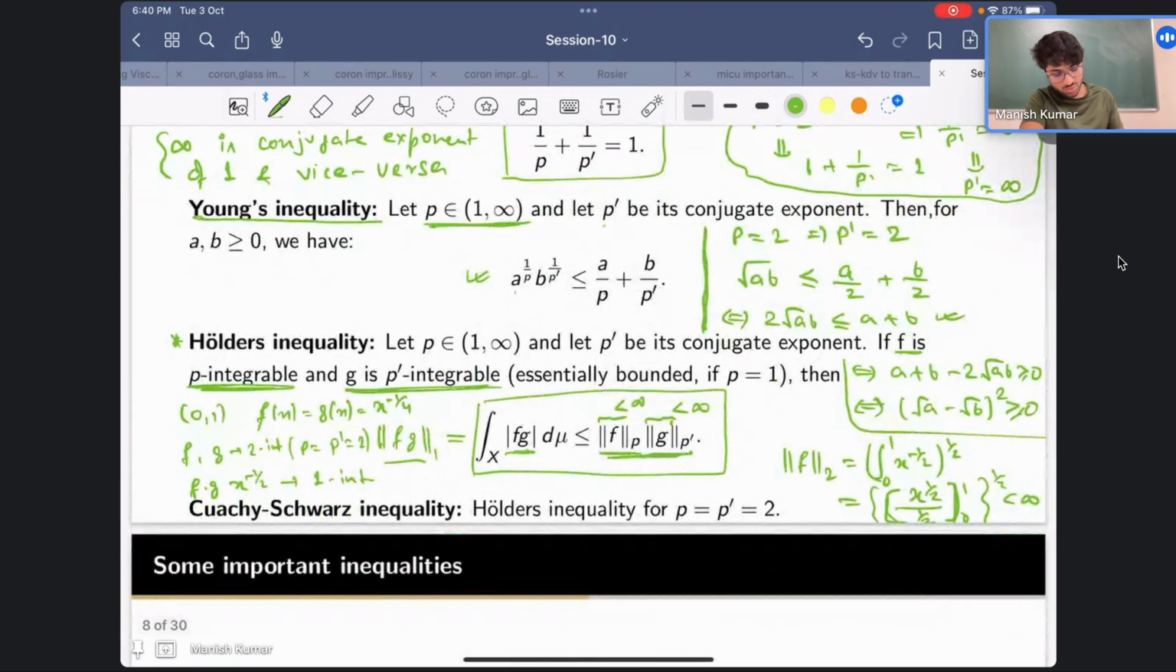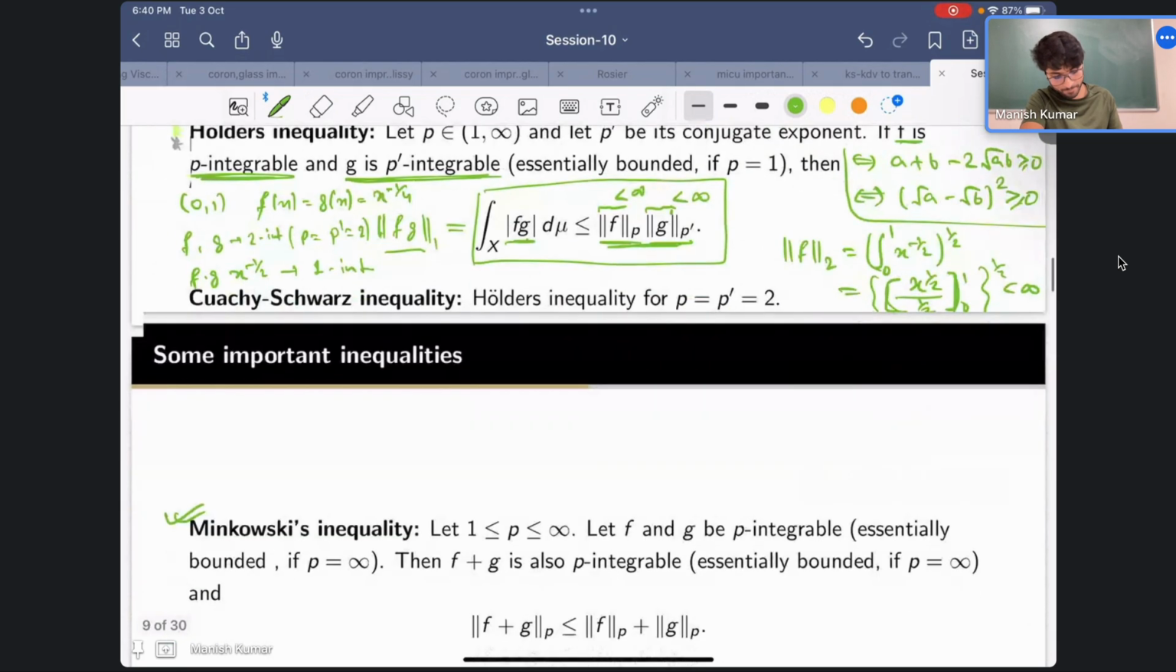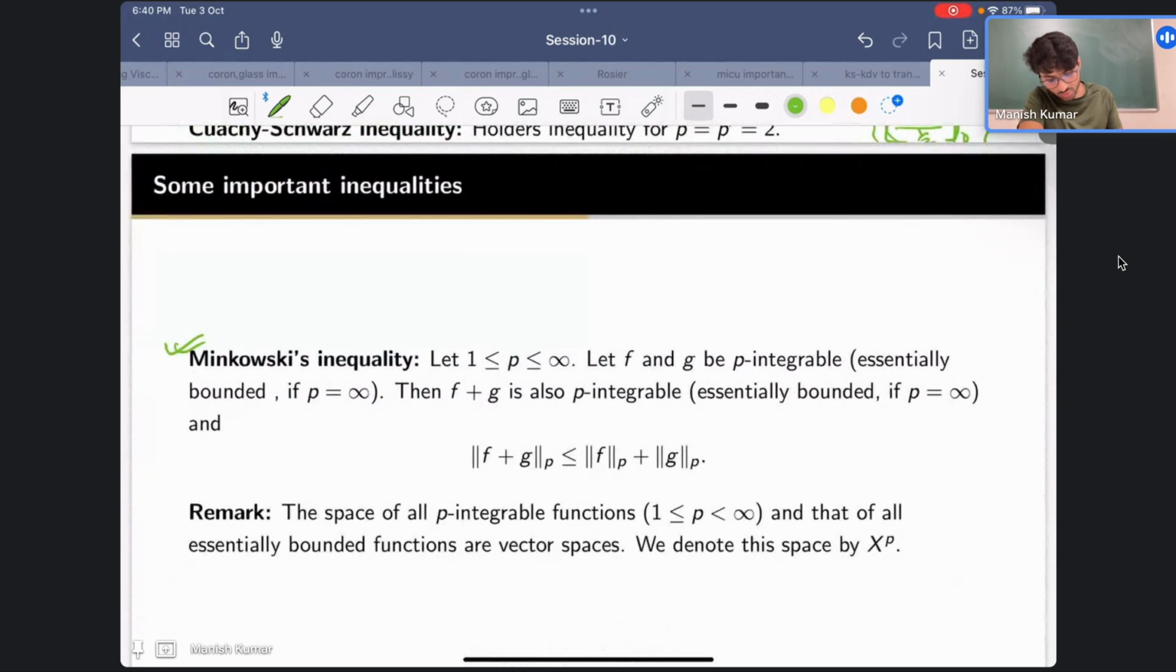This is called the Cauchy-Schwarz inequality for p prime equal to 2. And this is Minkowski's inequality, which is a sort of triangle inequality. You have seen the triangle inequality for real numbers, that mod of x plus y is less than or equal to mod x plus mod y. Instead of this mod we now have the norm, and instead of real numbers we have measurable functions. So it says that the p norm of f plus g is less than or equal to the p norm of f plus the p norm of g.